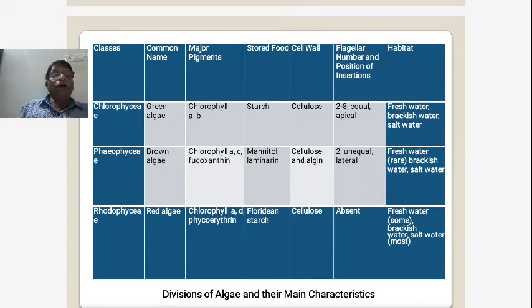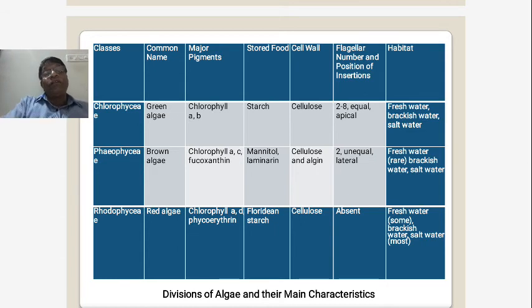Okay. Then occurrence. Freshwater forms. For example, one plant is there by name Batrachospermum. Batrachospermum is commonly found growing in fresh water. And others are marine forms. They are found growing in salt water. So that's all about this table.